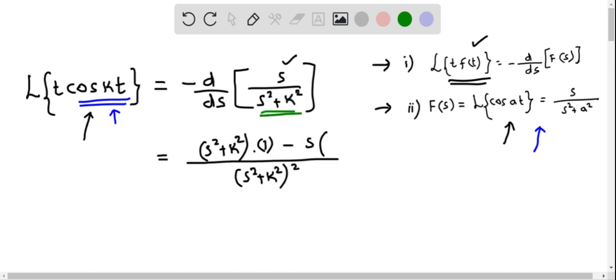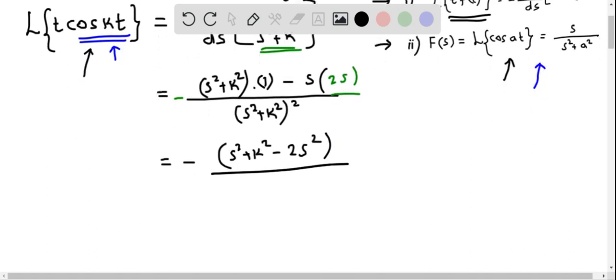That is, we have to find the derivative of s squared plus k squared. When you apply the power rule, the derivative of s squared is 2s, and k is a constant, so it becomes 0. So we get this expression, and I have to put the negative over here. Let's simplify this. We have negative of s squared plus k squared in the numerator. Negative s times 2s is negative 2s squared. So this is what we have in the numerator, divided by the denominator expression, which is s squared plus k squared quantity squared.